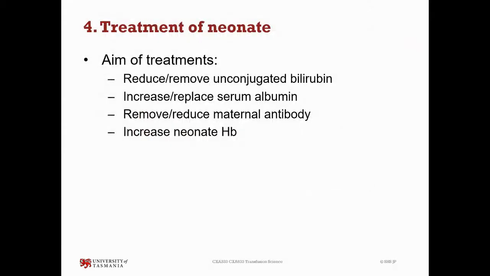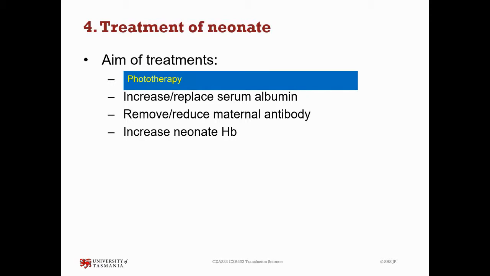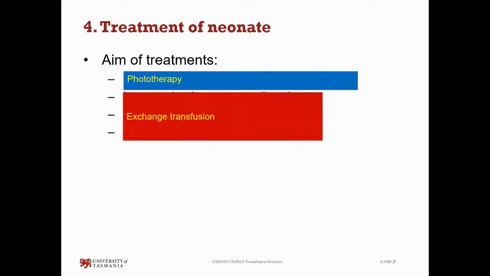And the way that we do them is, first of all, we want to reduce or remove the unconjugated bilirubin, and we do that through phototherapy. And we want to increase or replace the serum albumin. We want to remove or reduce the concentration of the maternal antibody, and we want to increase the neonatal hemoglobin. And we can do all of these things by an exchange transfusion. So exchange transfusions are done very rarely these days. We tend to do intrauterine transfusions instead.